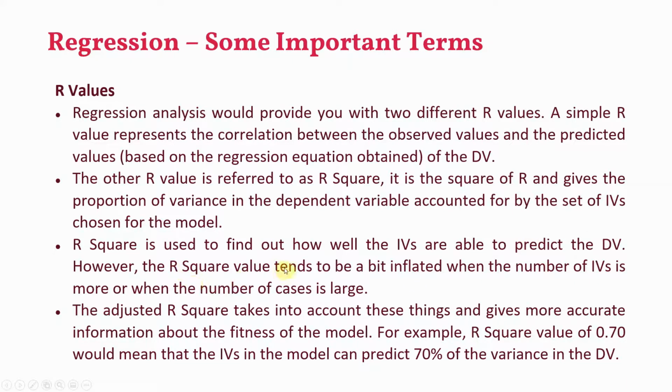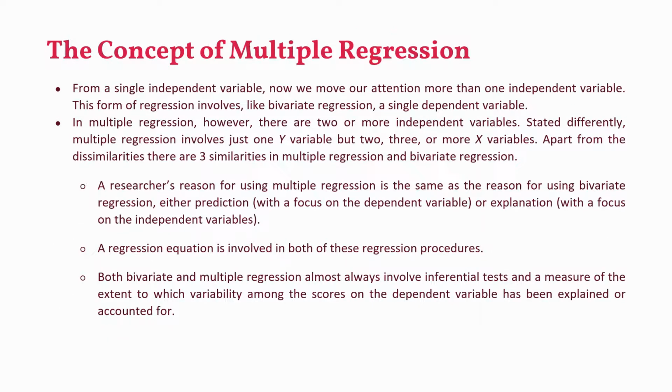However, the R square value tends to be inflated when the number of IVs is more or when the number of cases is large. In order to solve this problem, we can look into adjusted R square, and it takes into account these issues. So for example, the R square value is 0.70. So what does this mean? This means that 70% change in the dependent variable can be accounted for by the independent variable or variables.